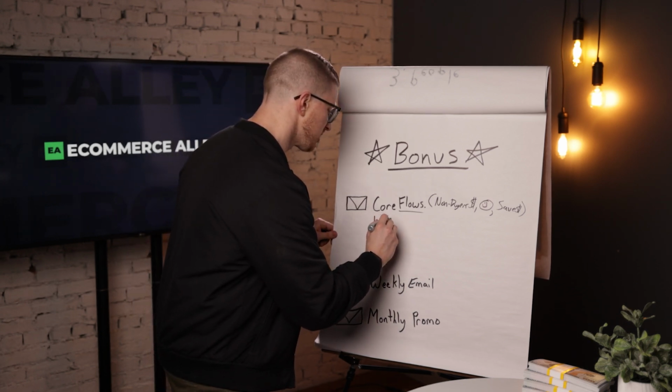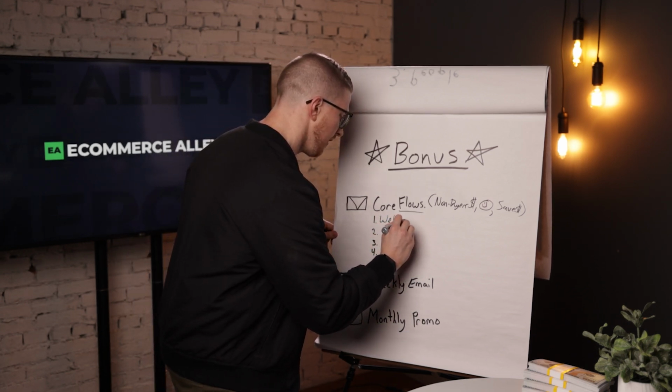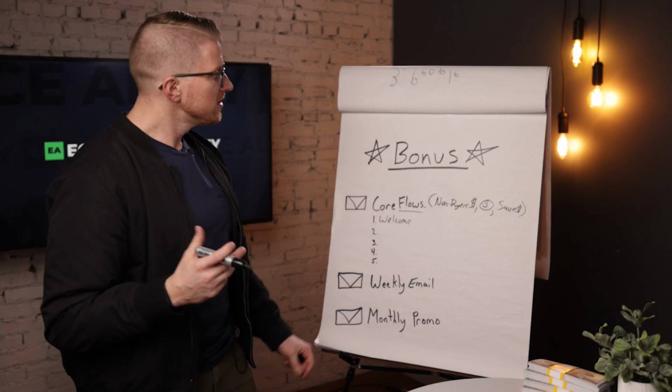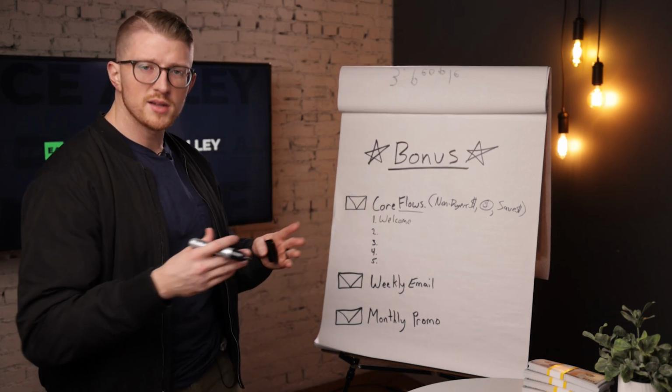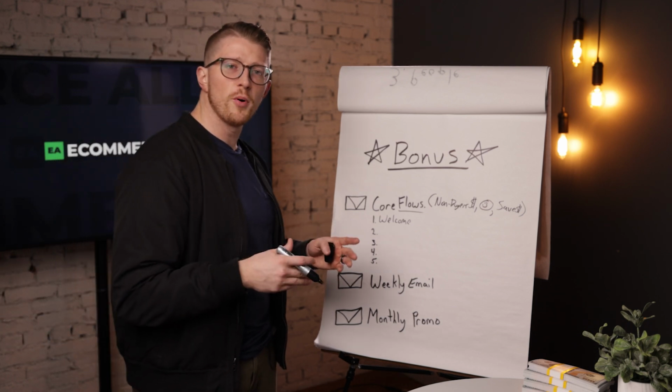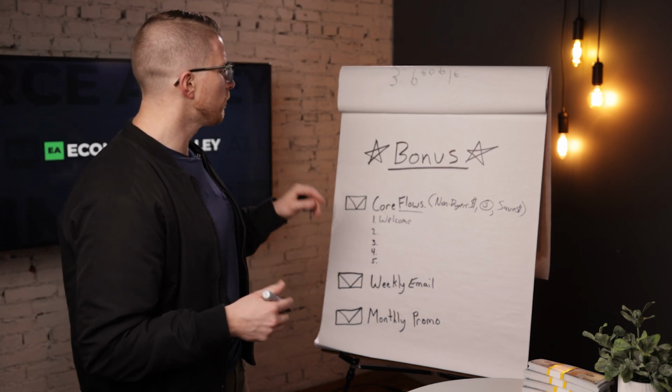The first one is the highest revenue producing, and this is your welcome flow. This is the people that opt into that pop-up, like that 15% welcome offer. We want a series of emails to go to them to get them to use that coupon, and this is usually the highest revenue producing flow.